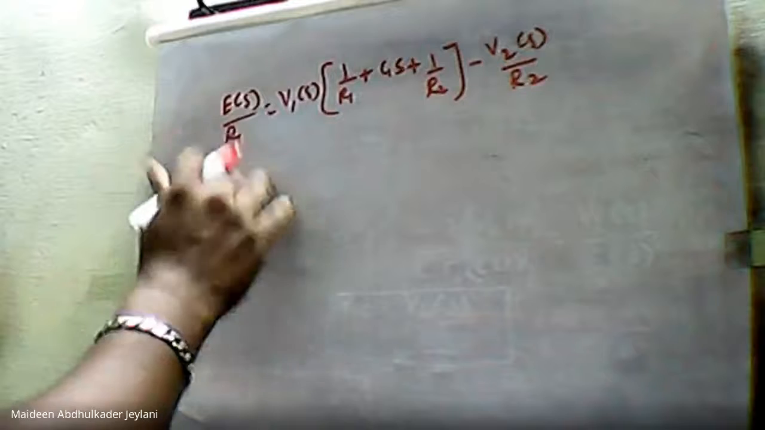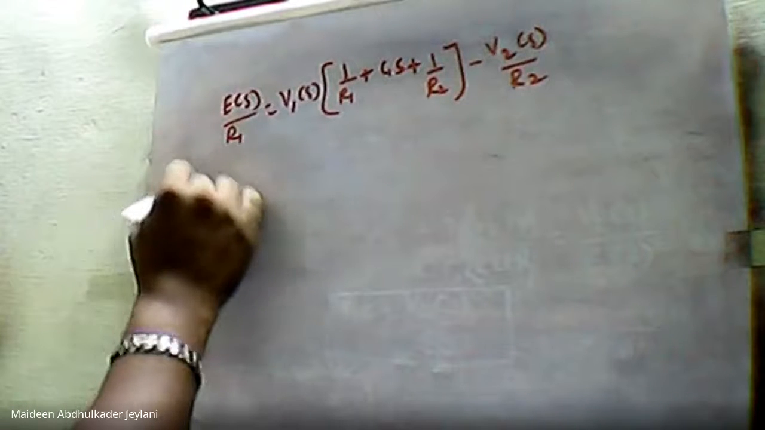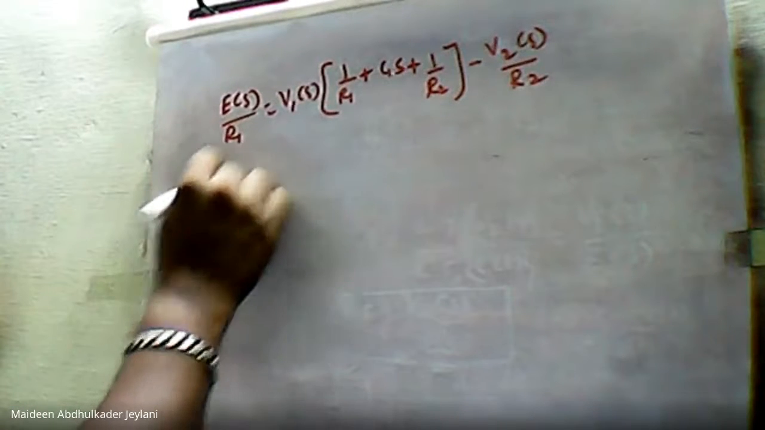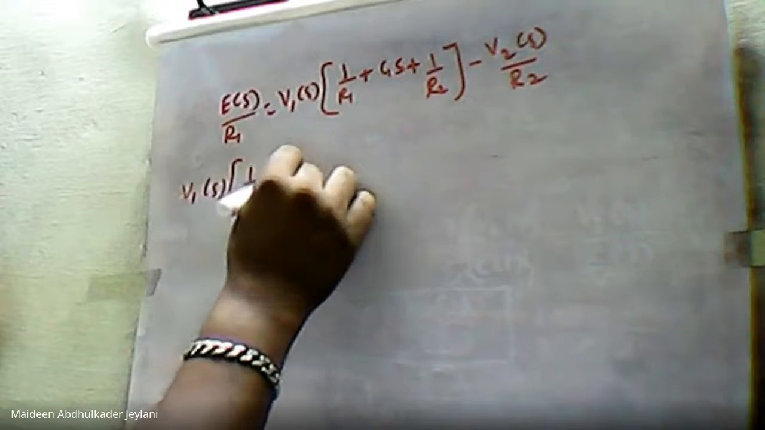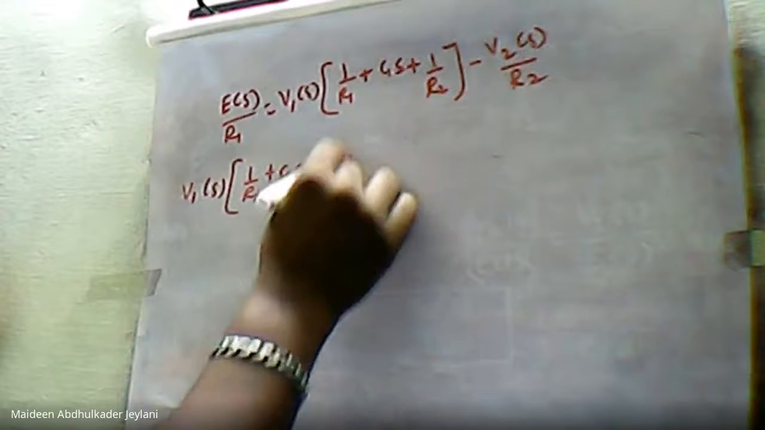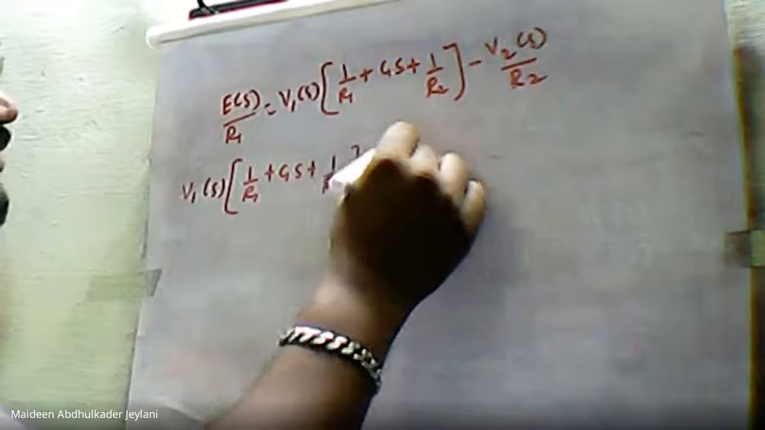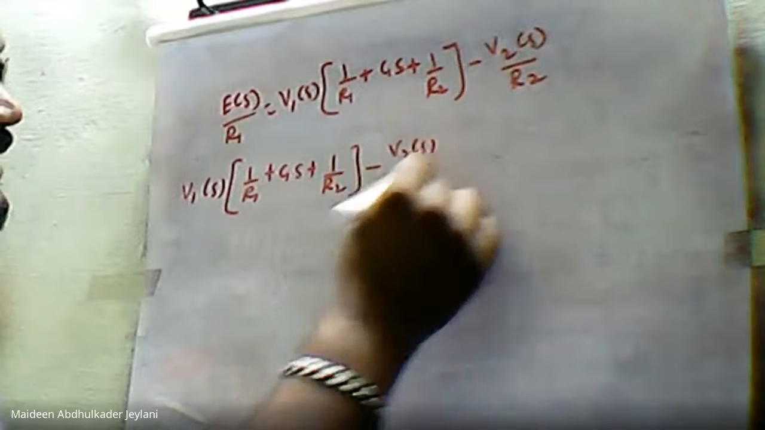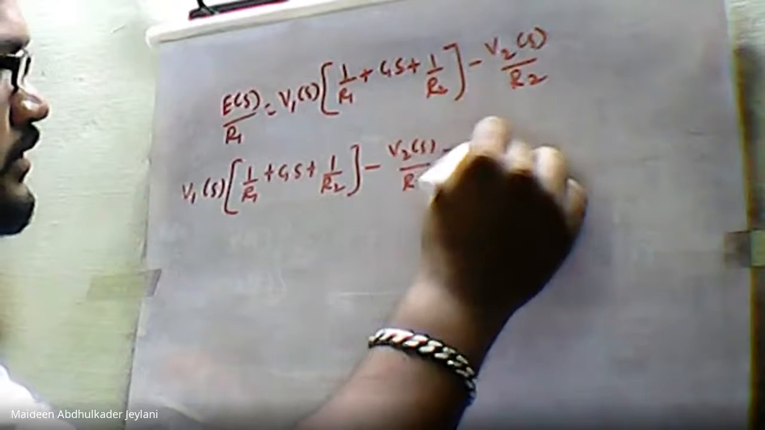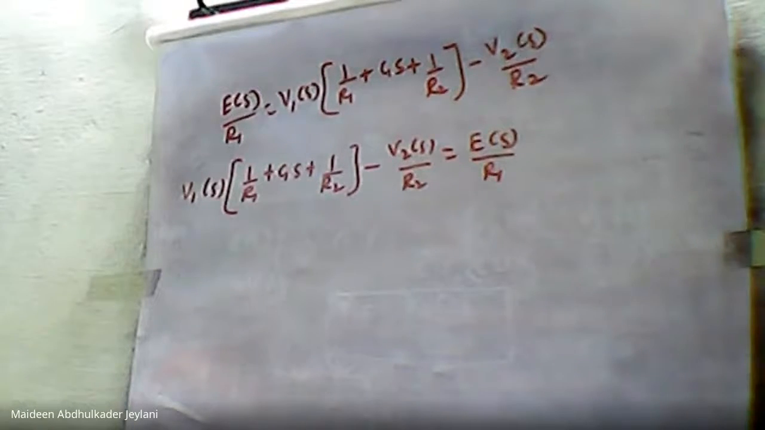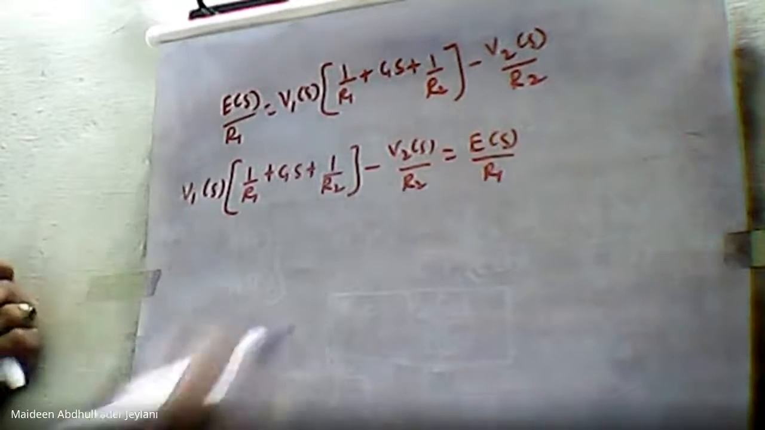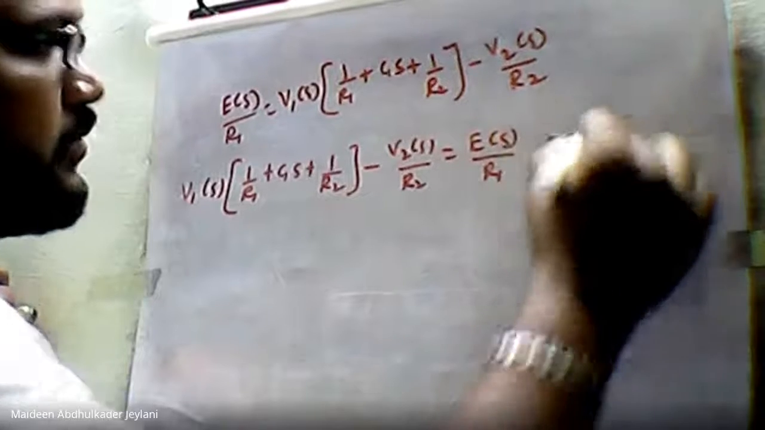Okay, I can rewrite this equation as V1 of S into 1 by R1 plus C1 into S plus 1 by R2 minus V2 of S divided by R2 equal to E of S divided by R1. Okay, I'll keep this equation as equation number 1.